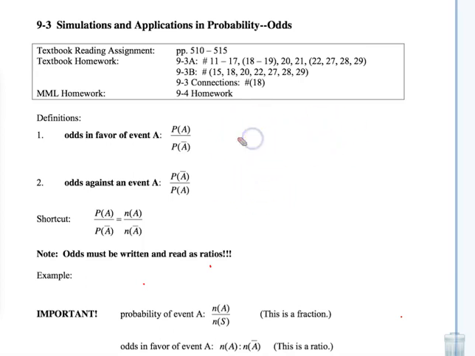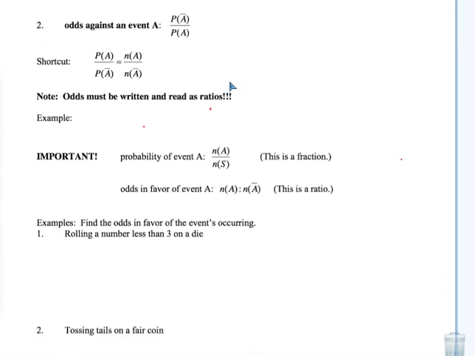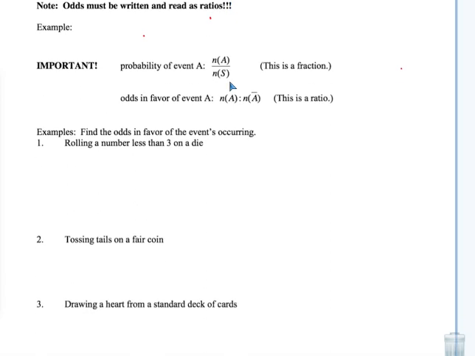All right, so going on to the examples on the bottom here, it says find the odds in favor of the events occurring. And so we're doing odds in favor, and I'm going to probably go ahead and throw in a few odds not in favor or odds against, just to kind of show you an example of that.